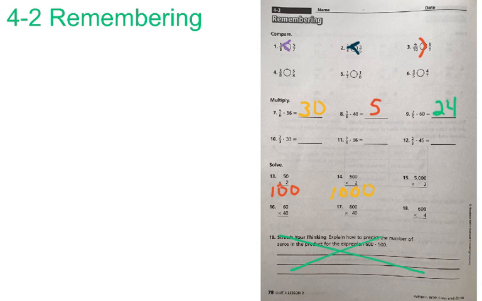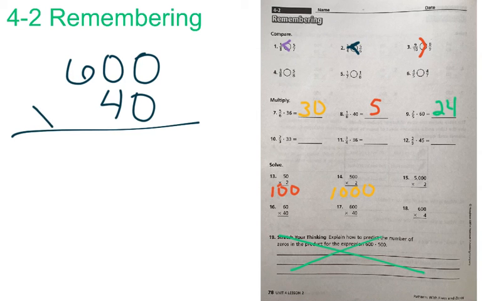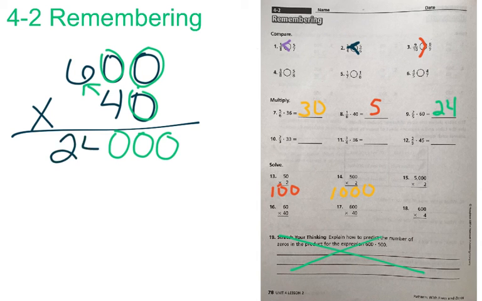I'm going to do one more with you. We're going to do number 17. In number 17, what we have is 600, and we're multiplying that by 40. Okay, we have zeros. We're going to use our placeholders, and we have 1, 2, 3 zeros. So I'm going to put 3 zeros down as placeholders, and then I'm going to do my 6 times 4, which is equal to 24. So 600 times 40 is equal to 24,000.